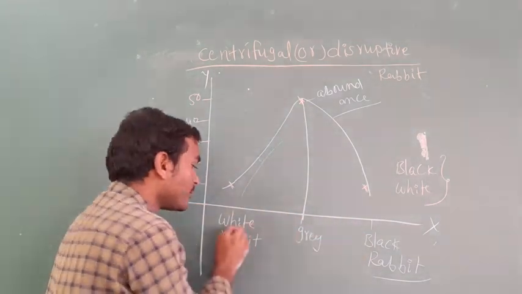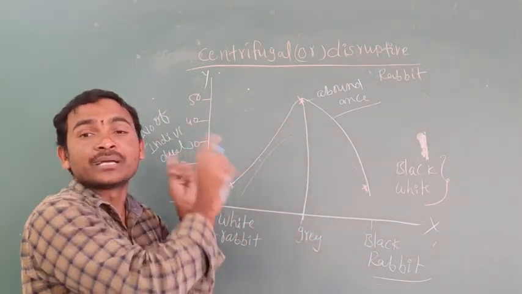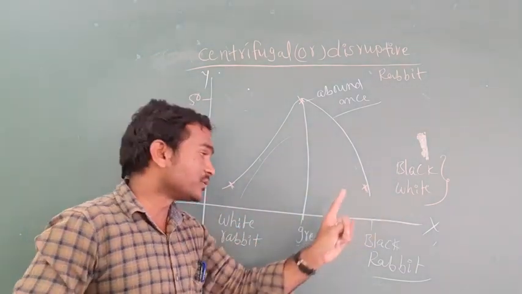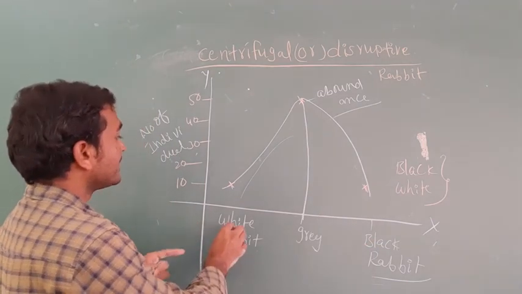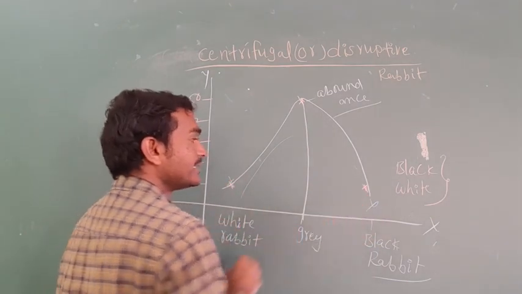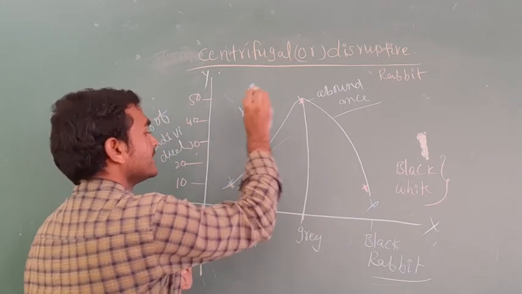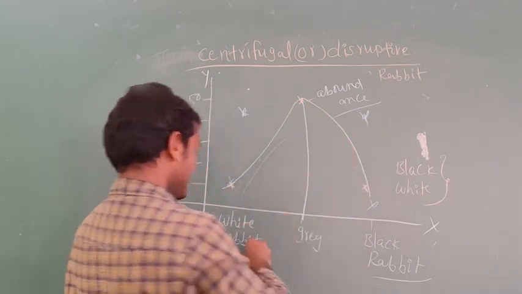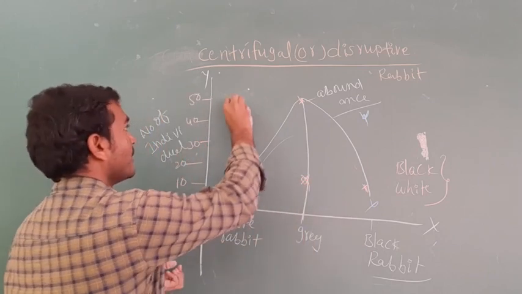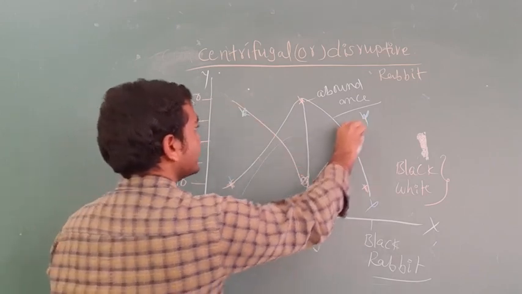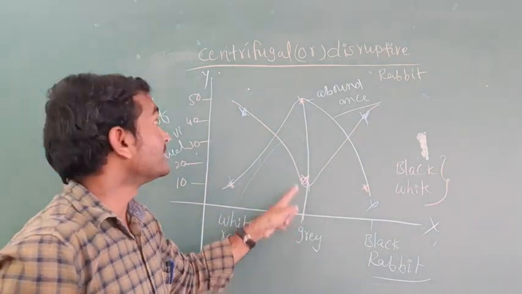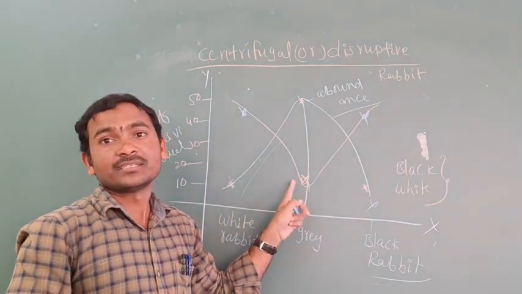But the black and white rabbit numbers increase because there is the black and white stone region. So the white increases, the black increases, but the grey is going to reduce. Once we cover it like this, where the central one is reduced, it is a disruptive or centrifugal selection.